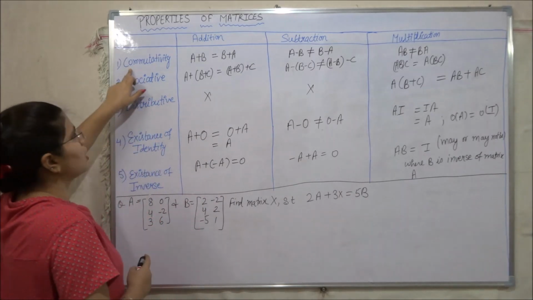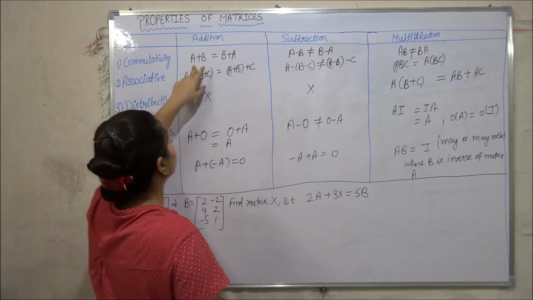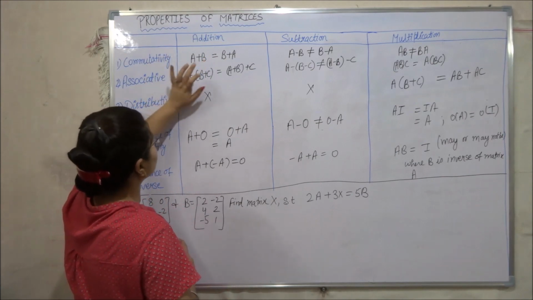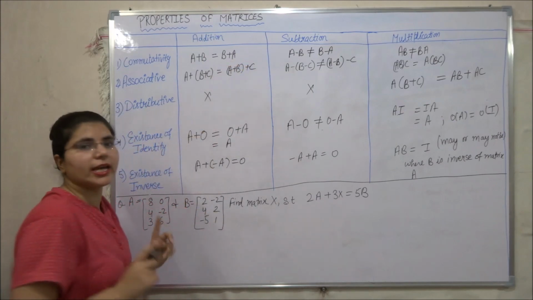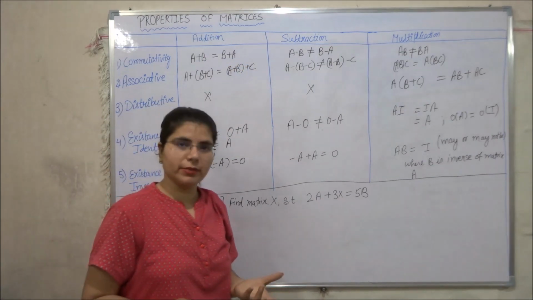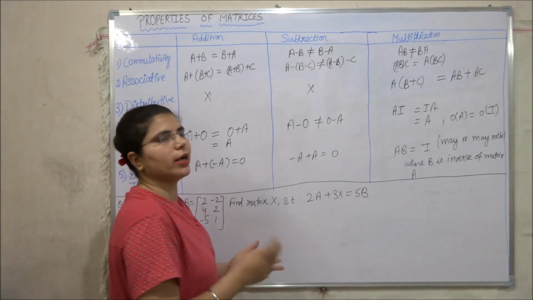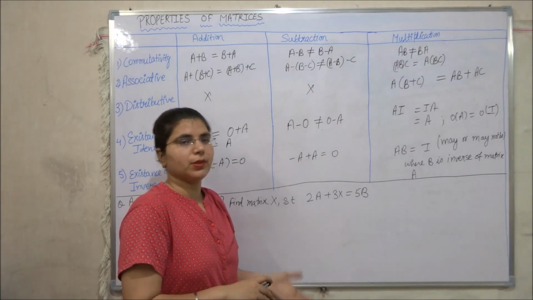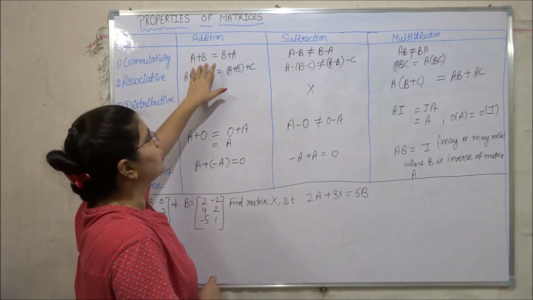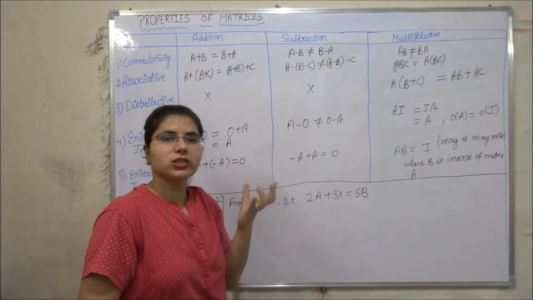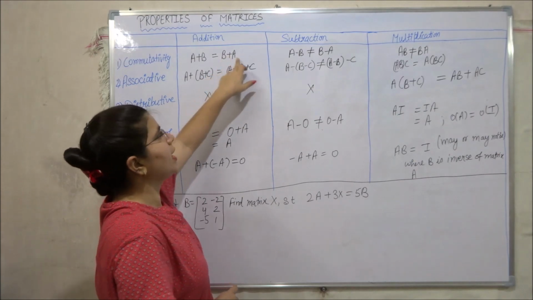Now under addition, commutativity will be, if A and B are two matrices, then A plus B equal to B plus A. That is, if we are taking any two matrices A and B, then addition of A and B will be equal to addition of B and A. That is, whenever we add these two matrices, then the resultant addition will be equal to addition of B and A.